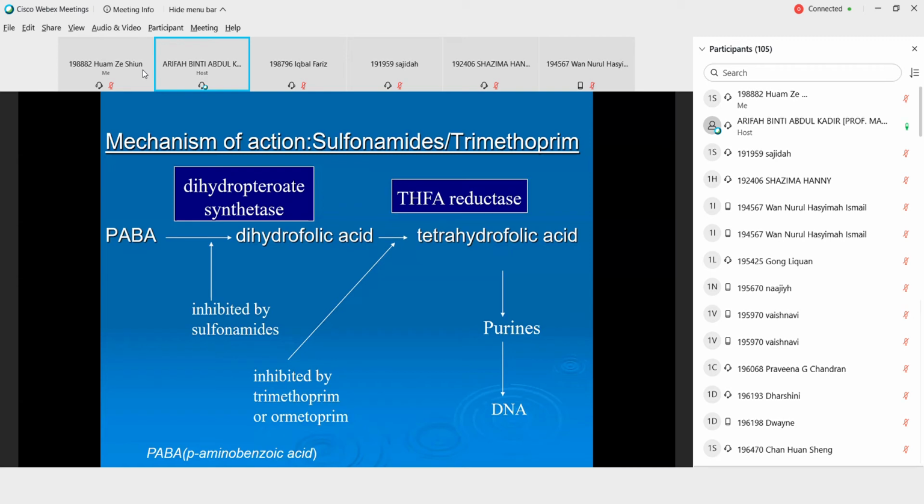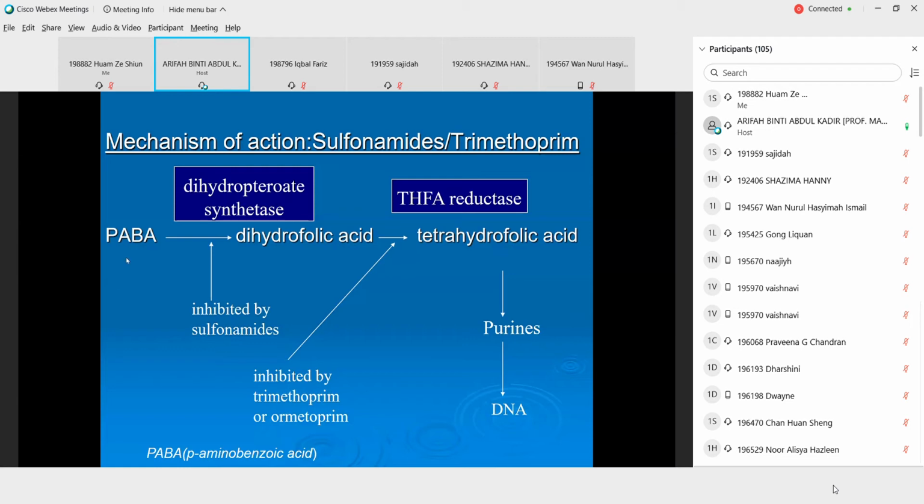We'll get started. Okay, so continue with the lecture yesterday. It's on the mechanism of sulfonamide and trimethoprim. As for sulfonamide and trimethoprim, usually they are added in one combination, and it produces this synergistic effect. So how it works?